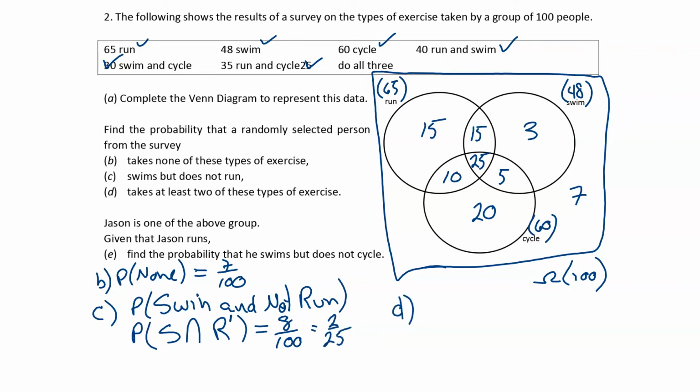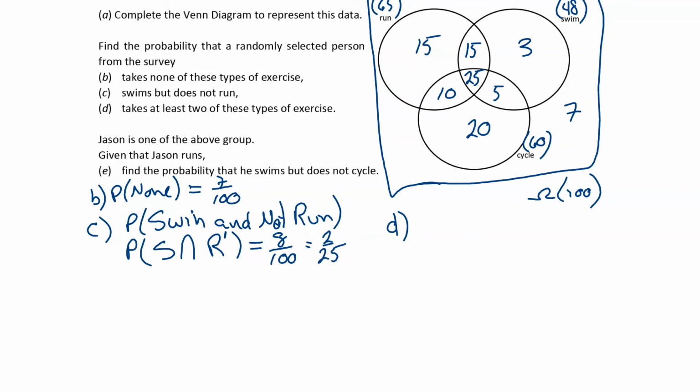Part D says what is the probability that somebody takes at least 2 of these types of exercises. So if you think about this, what we're really asking is what is the probability that somebody falls into the intersection between running and cycling, the intersection between running and swimming, or the intersection between swimming and cycling. In each of those circumstances, those people take at least 2 activities. To write that out in notation, we'd say the probability, we're going to have a big bracket here, of A intersection B plus B intersection C plus A intersection C. Now that's the starting point.